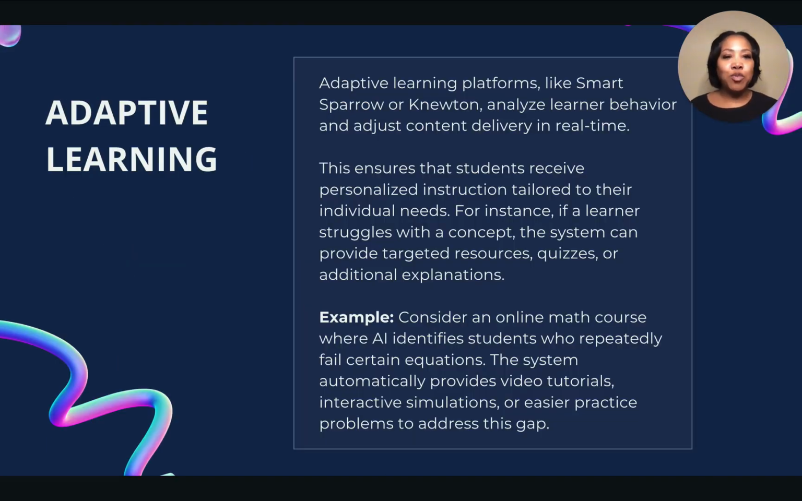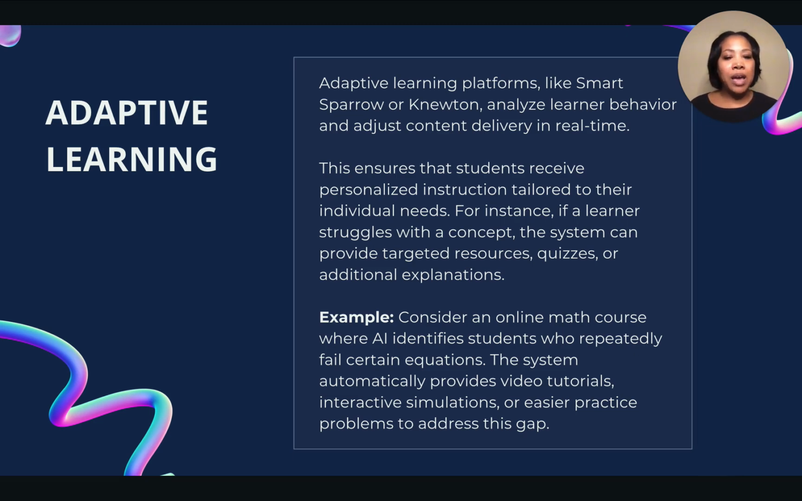Adaptive learning platforms like Smart Sparrow or Newton analyze learner behavior and adjust content delivery in real time. This assures that students receive personalized instruction tailored to their individual needs. For instance, if a learner struggles with a concept, the system can provide targeted resources, quizzes, or additional explanations. Let's look at an example.